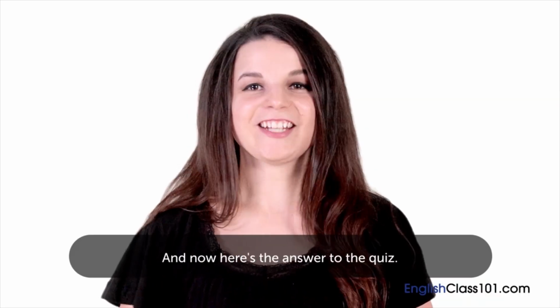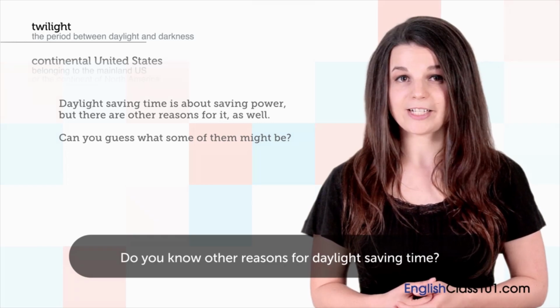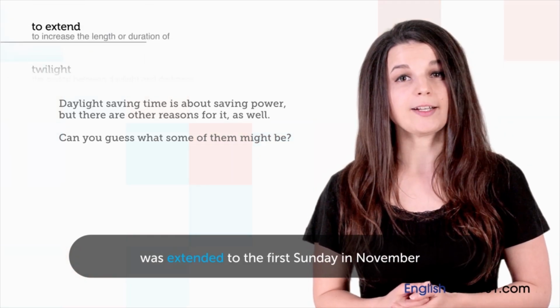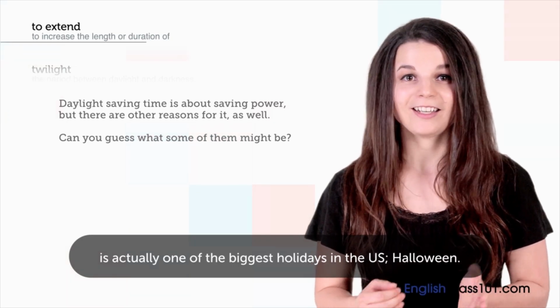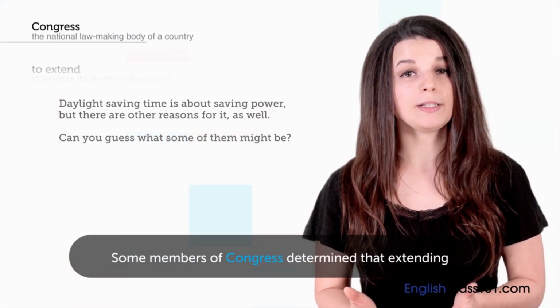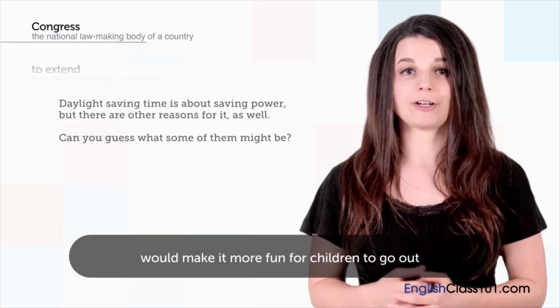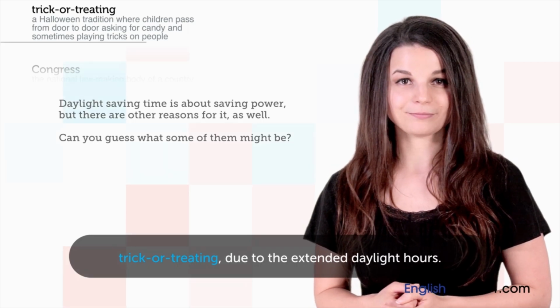And now, here's the answer to the quiz. Do you know other reasons for daylight saving time? Another reason that daylight saving time was extended to the first Sunday in November is actually one of the biggest holidays in the US, Halloween. Some members of Congress determined that extending daylight saving time past Halloween would make it more fun for children to go out trick-or-treating due to the extended daylight hours.